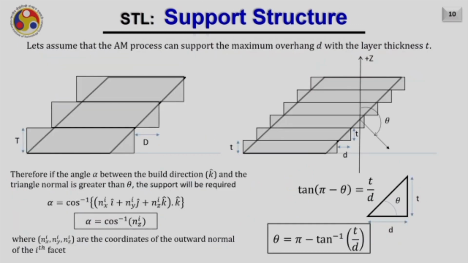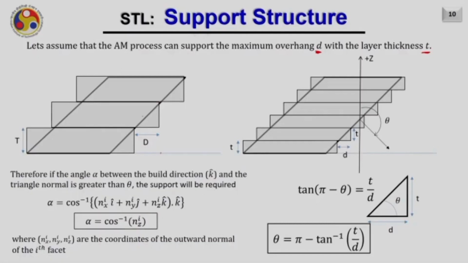Let us see when support is really required. Each additive manufacturing process deals with different types of materials, and different types of materials can sustain some overhang. Beyond a certain limit, the droplets or the molten material may fall down. Let us consider a case where it is required to build this particular wall, and it has a certain amount of overhang.